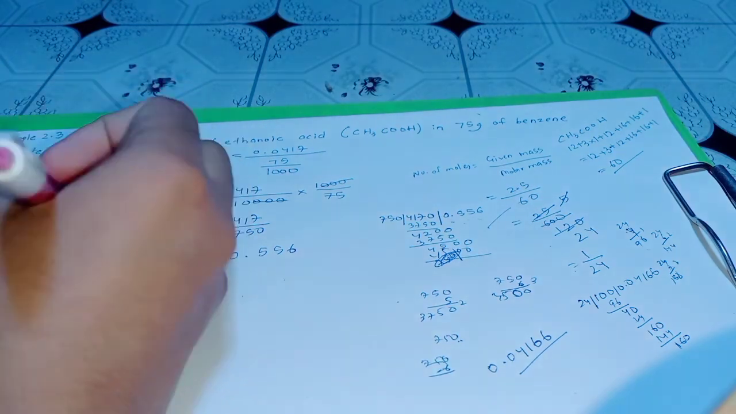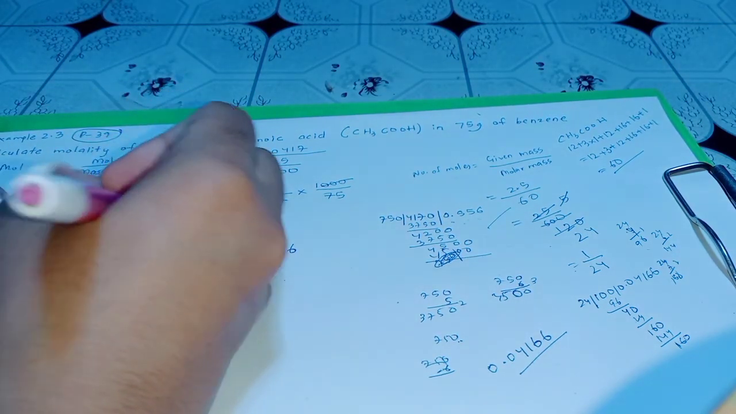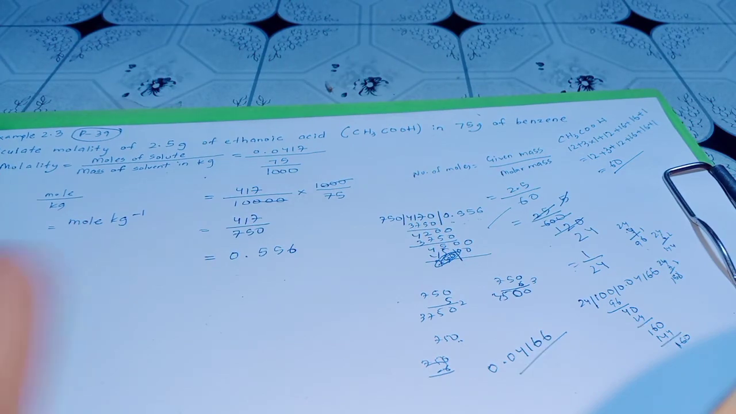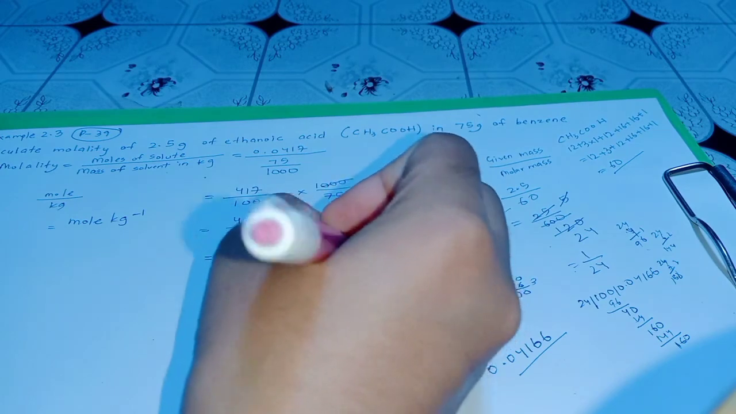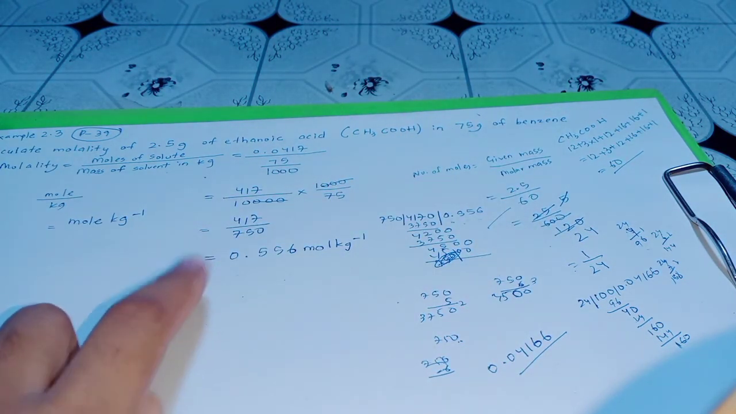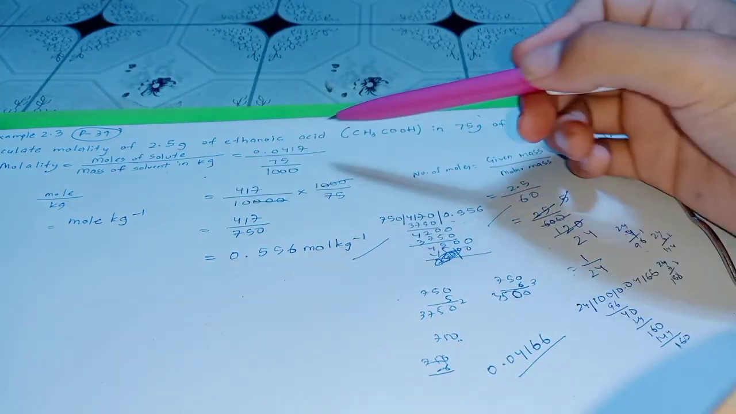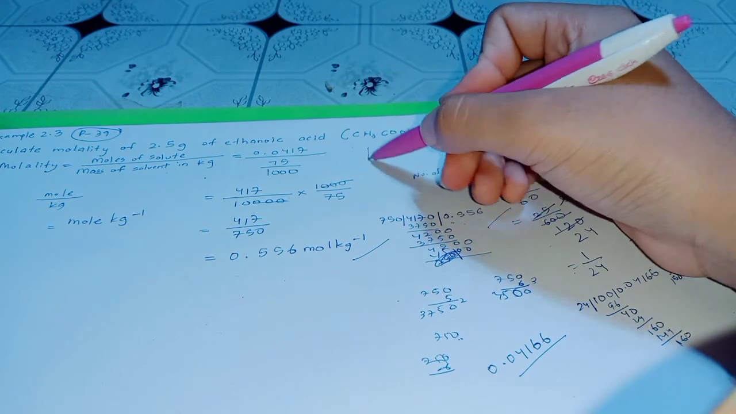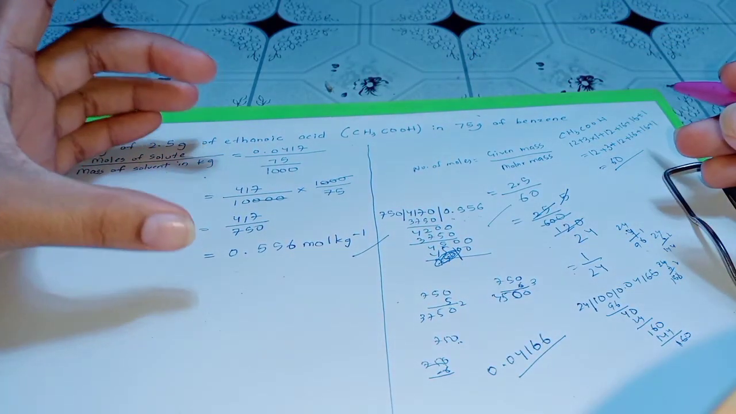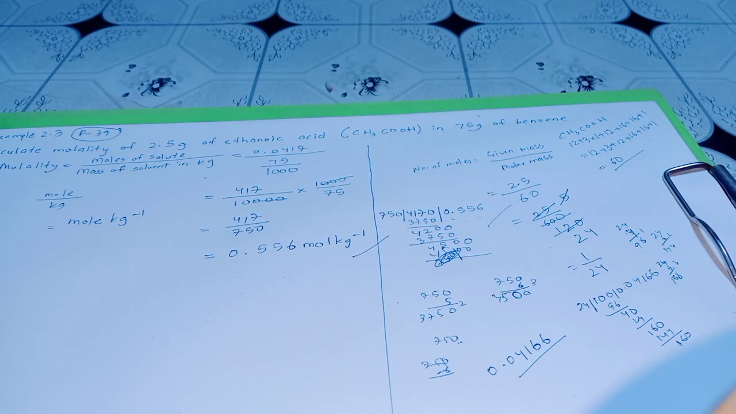So we have mole by kg. So how to write it? Mole kg inverse, right? See, we can also write this as mol kg inverse. So 0.556, just only this much. These parts are just rough calculations, and just this much is the answer. So it's very simple. For molality, just remember the formula: moles of solute by mass of solvent in kg. And the difference between molarity and molality is that molarity is for aqueous solutions, and molality is in terms of kg. Okay, so this is the answer.